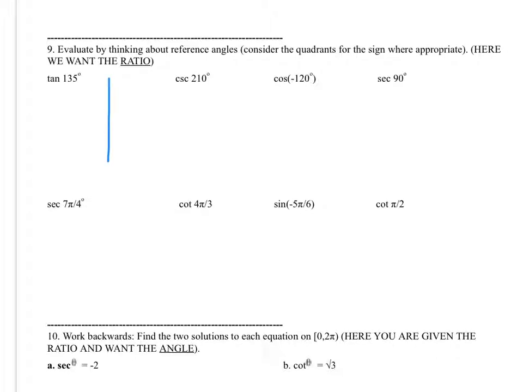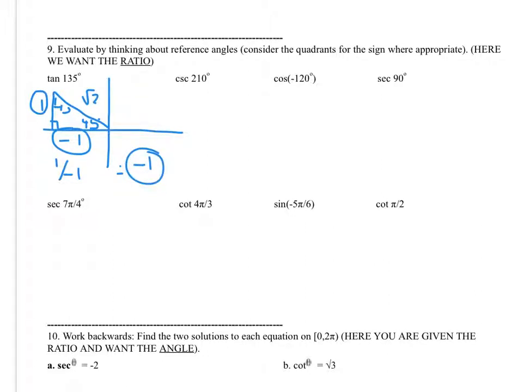Now, these could be done using the unit circle, or you can do it by thinking about the sides of a triangle. For example, the reference angle here is going to be 45 degrees. This is so hard for me to write with this pen. You know that this is a 1, 1, radical 2 triangle, but the x is -1. What would the tangent be? It would be opposite over adjacent, or 1 over -1. So the answer would just be -1. Now, the reference angle was 45, and that's how you do that.